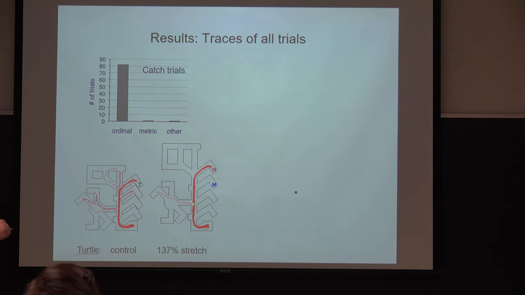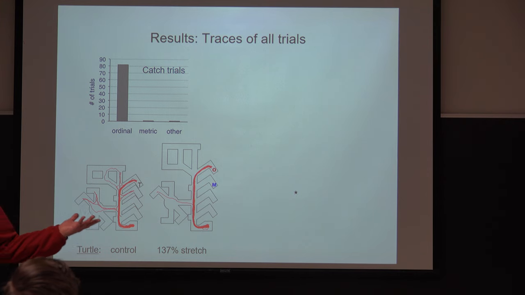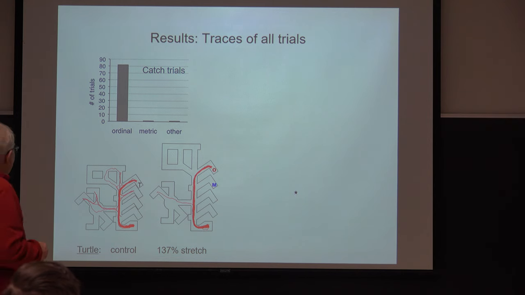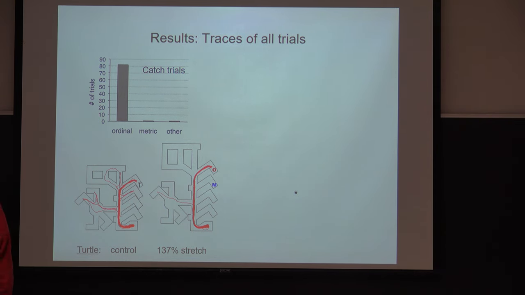In this particular case, no subject exhibited the metric behavior. In this case, I think one subject did, and then you had some idiot here got lost. I don't know if you've ever been lost in a hedge maze before. You start exhibiting random behavior. So overwhelming evidence that what they're using is the ordinal relations rather than the metric relations.